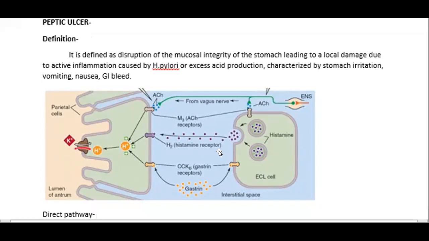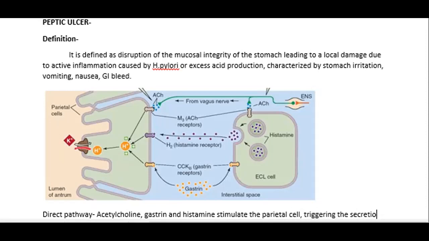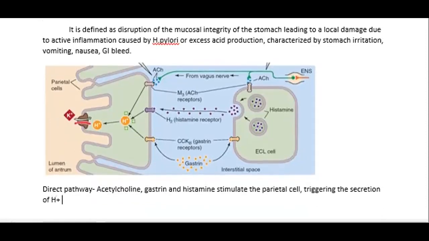This is the part present in our stomach. In the direct pathway, acetylcholine, gastrin, and histamine stimulate the parietal cells and then trigger the secretion of H plus into the lumen.